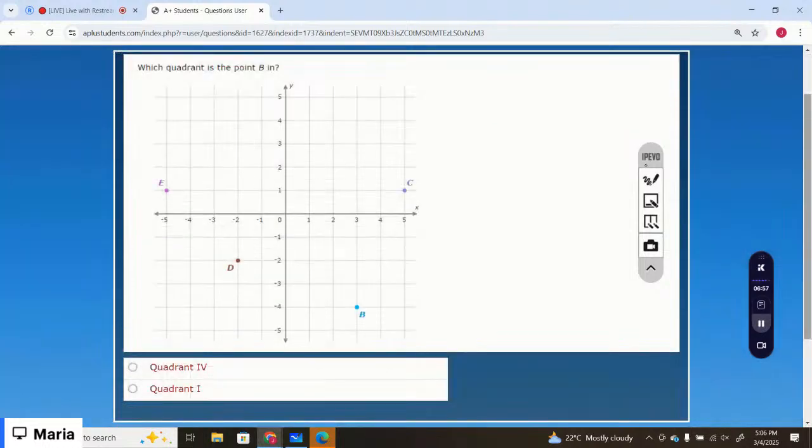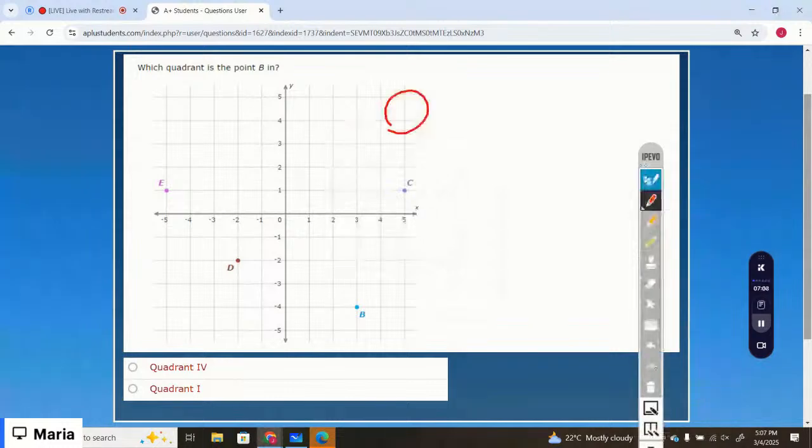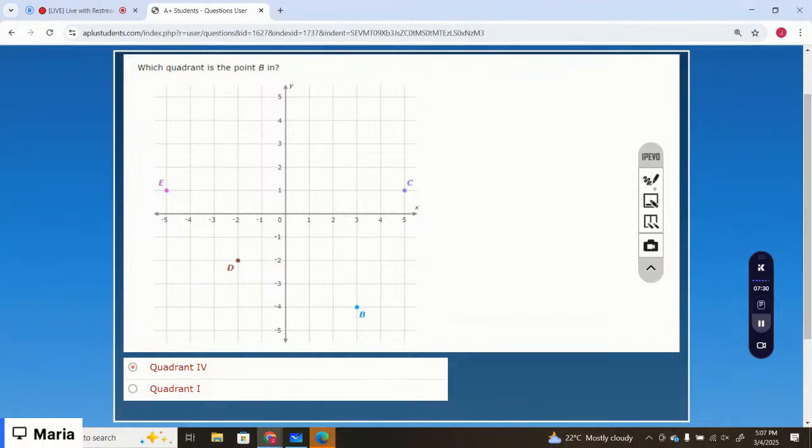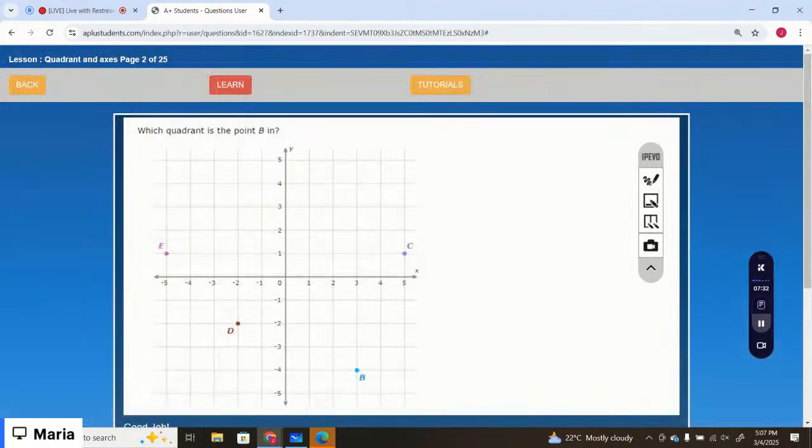Which quadrant is the point B in? Here is the point B. Which quadrant is it? This is the first quadrant, this is quadrant 2, quadrant 3, and quadrant 4. So point B is in quadrant 4. Option number 1 is the correct option.